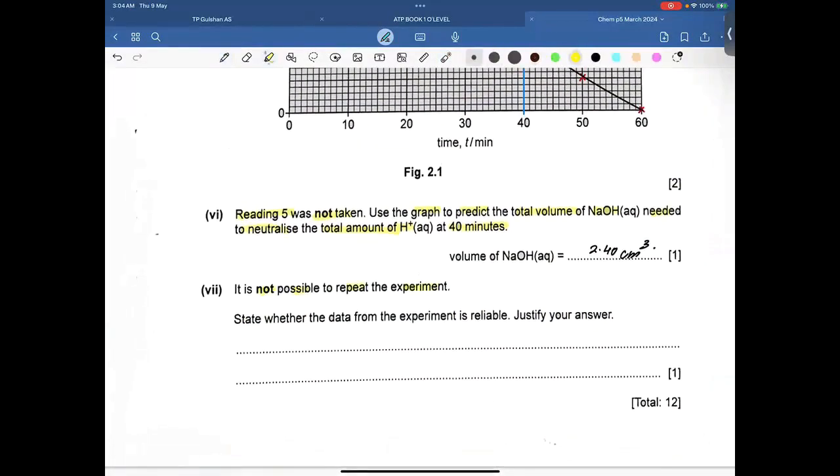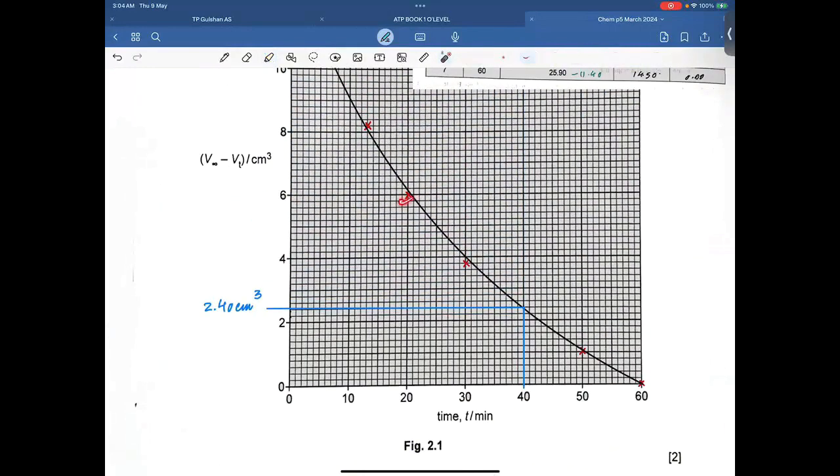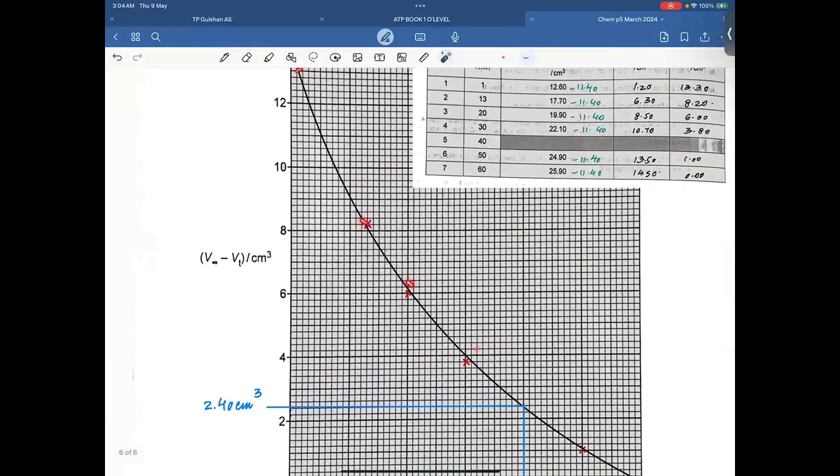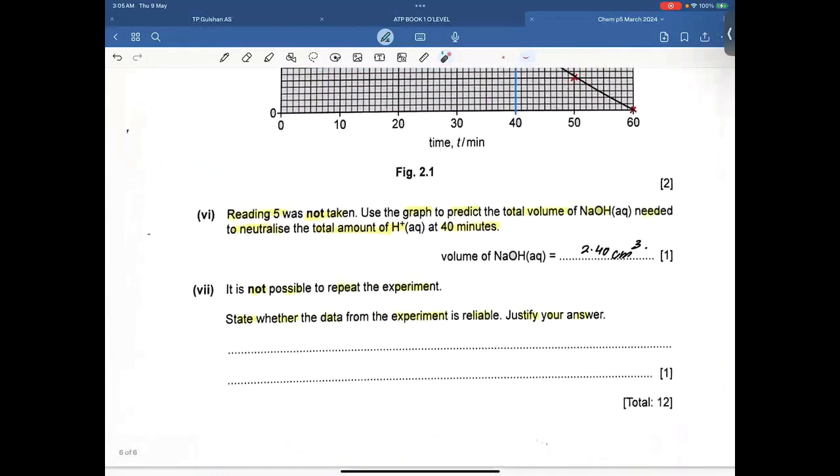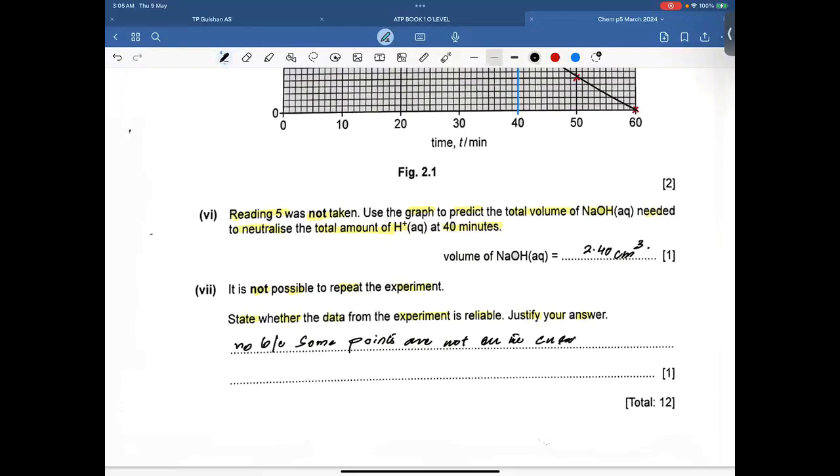If it is not possible to repeat the experiment, state whether the data from the experiment is reliable, and justify your answer. I think this point and this point, and a little bit this one. Out of 1, 2, 3, 4, 5, 6 points, almost 3 are not on the line or curve of best fit. So no, because some points are not on the curve of best fit.